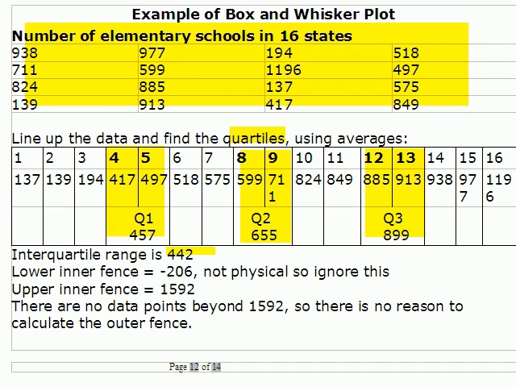Okay, now before we go any further, I look up here and see the biggest data value is 1196. It's inside the inner fence, so I'm not even going to bother with the outer fence. It looks like we don't have any outliers in this data set.